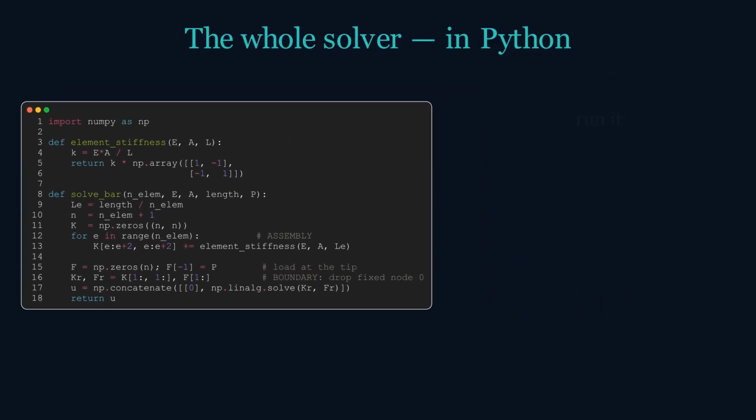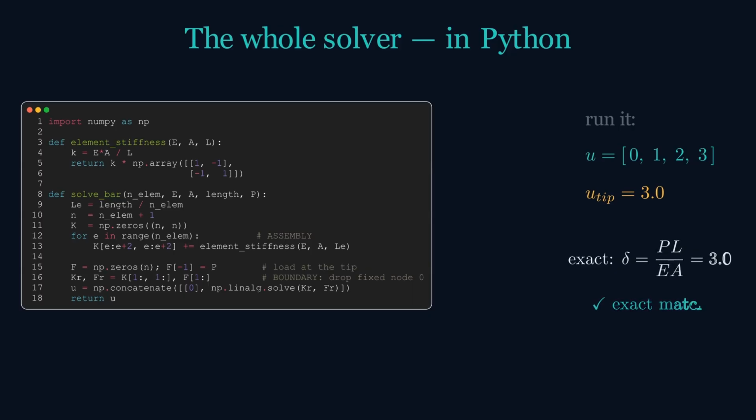Run it on a 3-element bar, and out comes the displacement at every node, 0, 1, 2, 3. The tip moves 3 units. And the analytical formula, PL/EA, gives exactly 3. Our from-scratch solver nailed it, with code you could have written yourself.